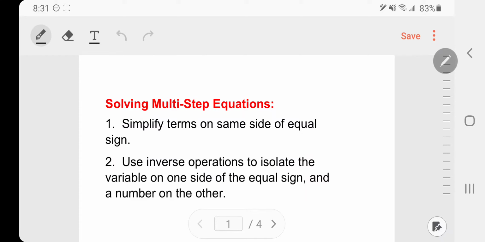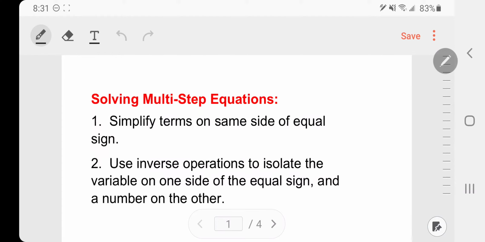All right, everyone. So this week we're going to be focusing on solving multi-step equations. I did my best to simplify this into pretty much these two steps that we see here. So the first thing we're going to be doing with these problems is simplifying our terms on the same side of the equal sign first.